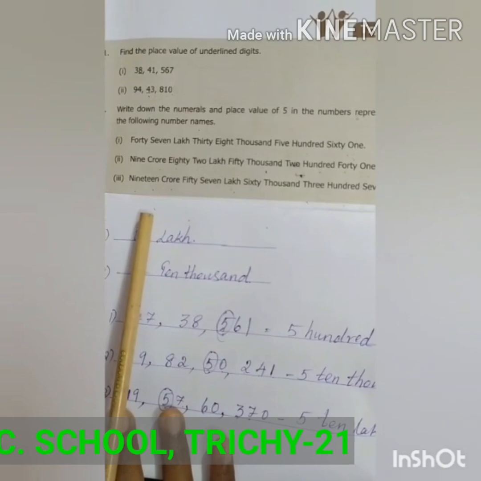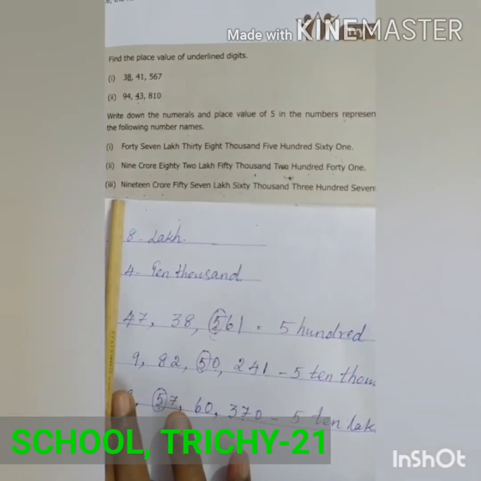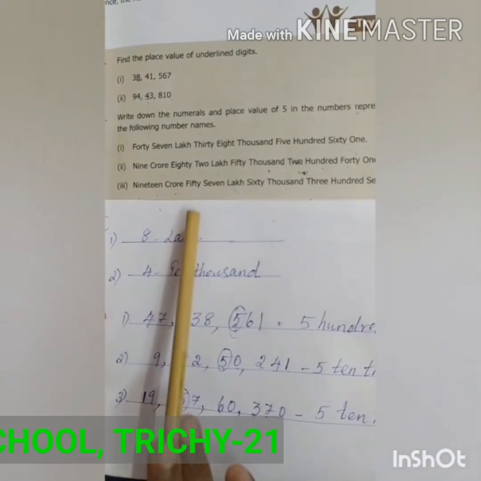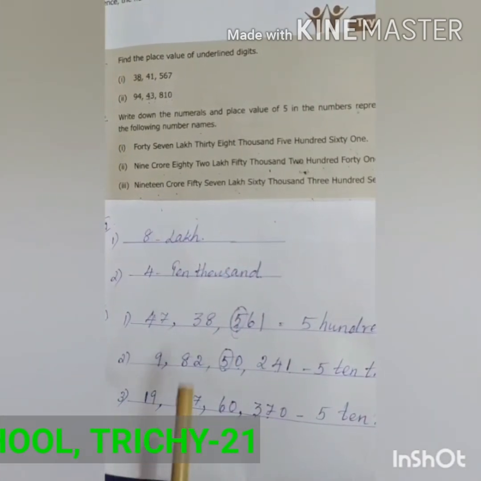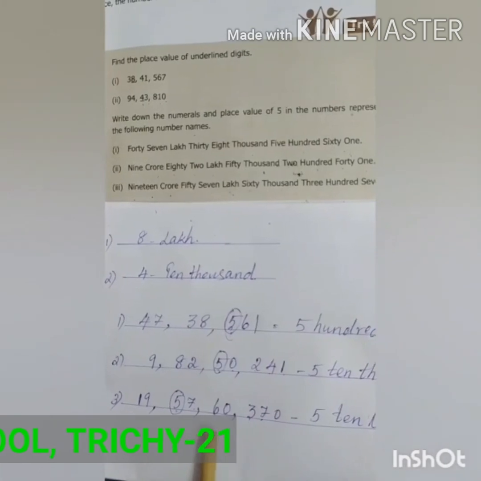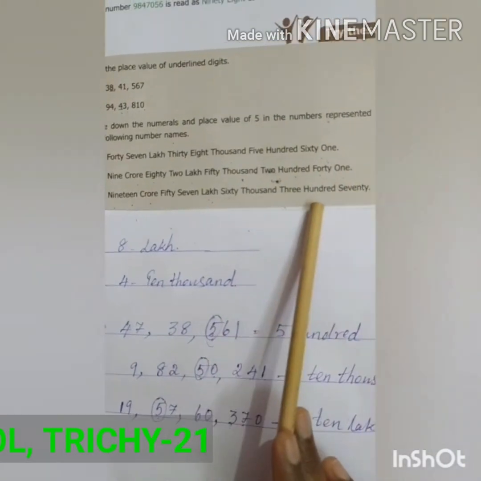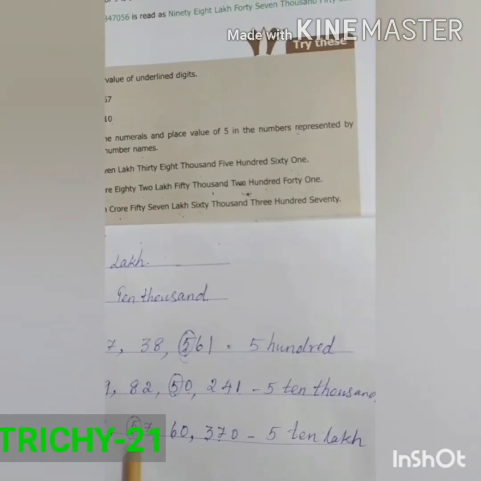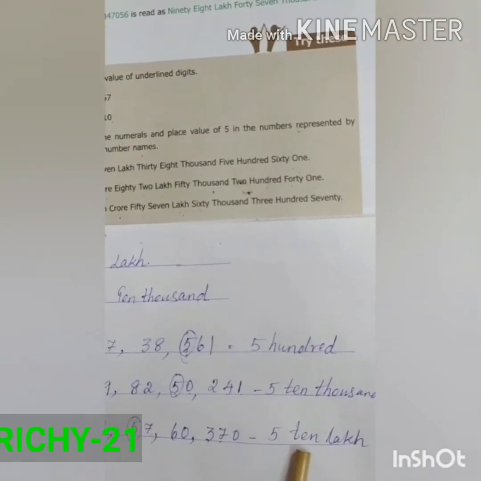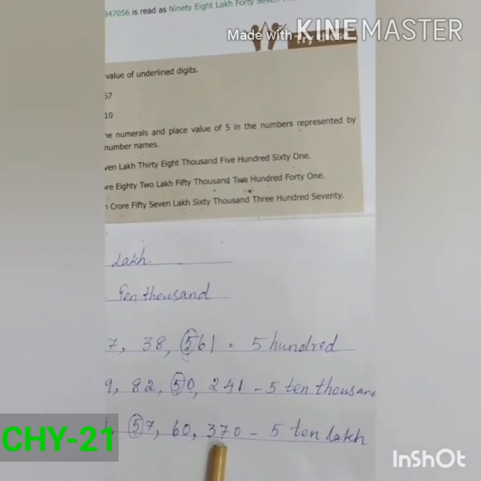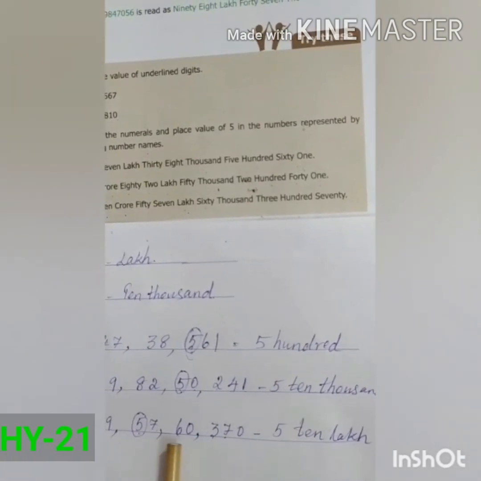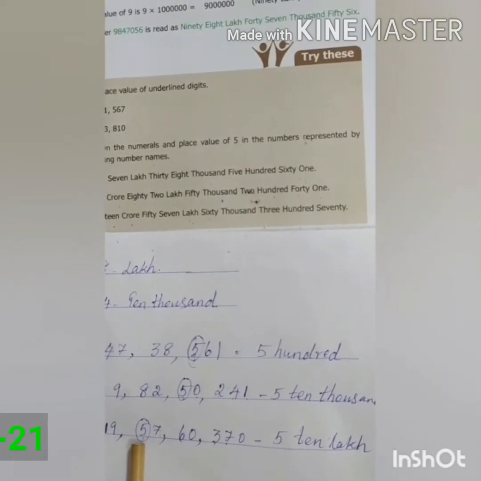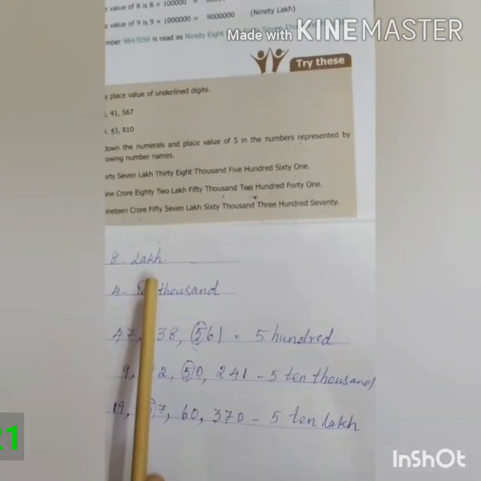So the next third one. See the third one. 19 crore 57 lakh 60,000 370. So the place value of 5 is here 10 lakh: ones, tens, hundreds, thousand, 10,000, lakh, 10 lakh. So the place value of 5 is 10 lakh. Is it clear students?